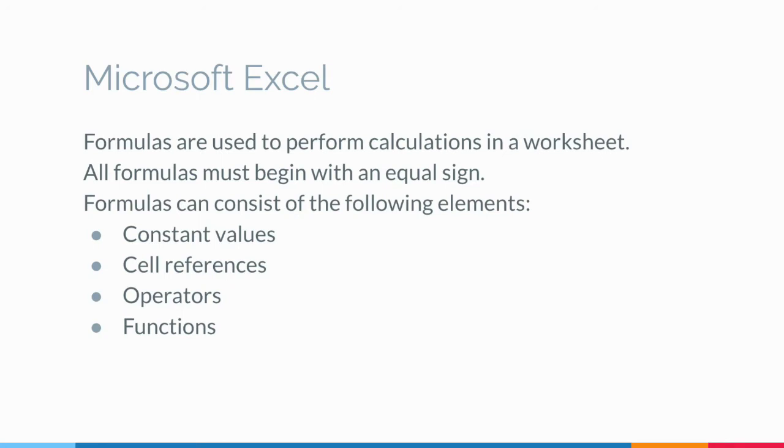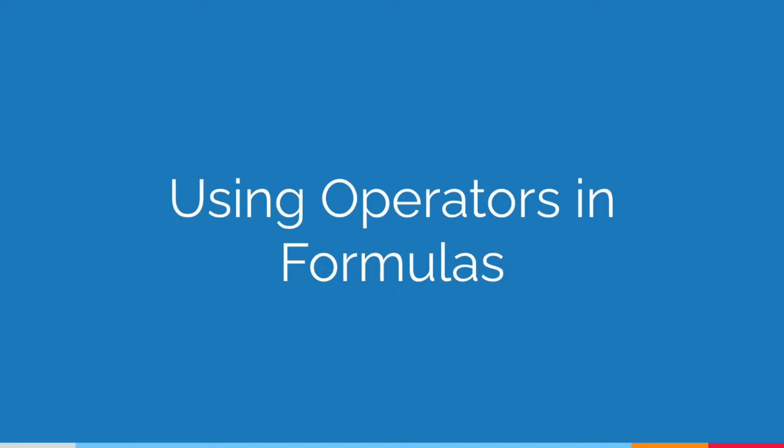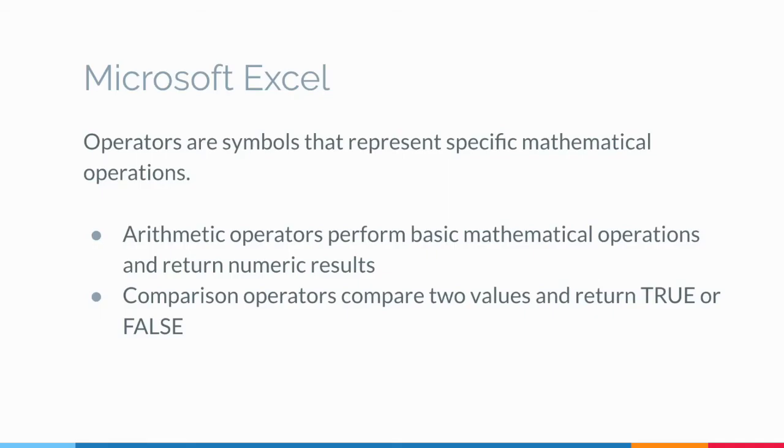Formulas are used to perform calculations in a worksheet. All formulas must begin with an equal sign. Formulas can consist of the following elements: constant values, cell references, operators, and functions. Using operators in formulas. Operators are symbols that represent specific mathematical operations.